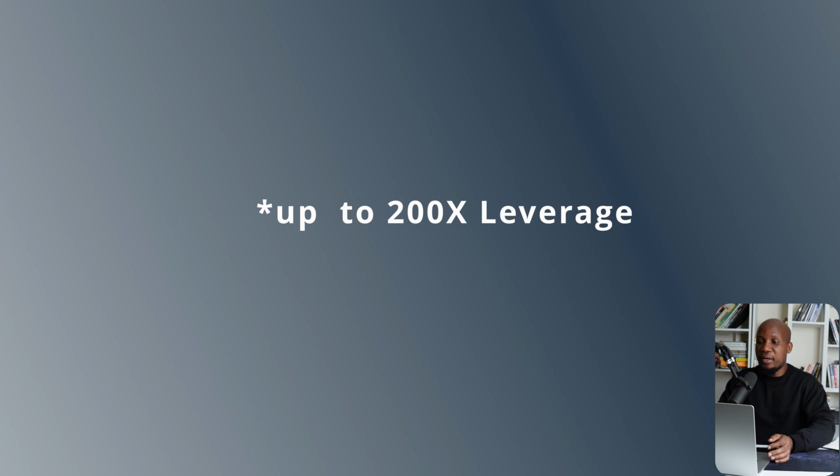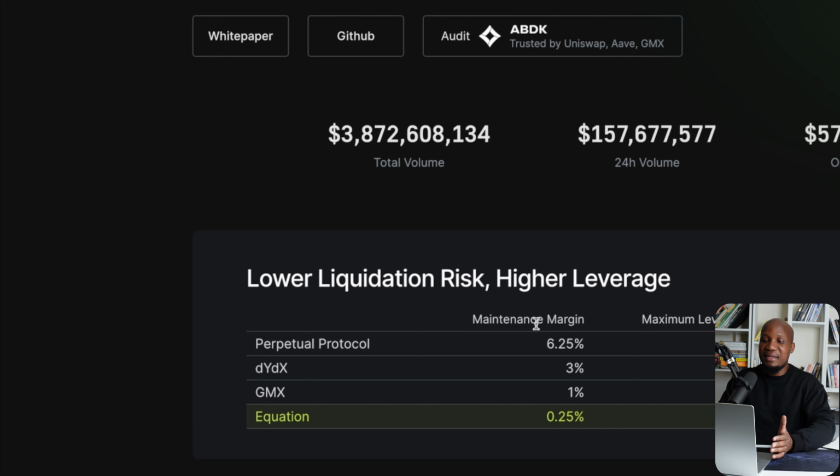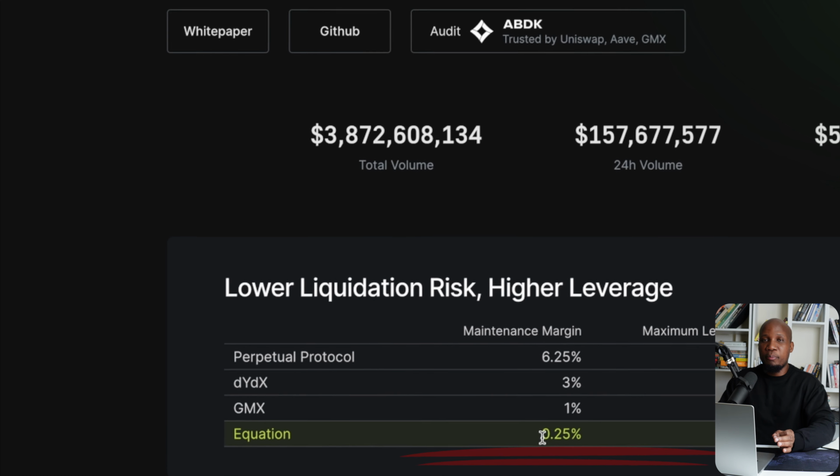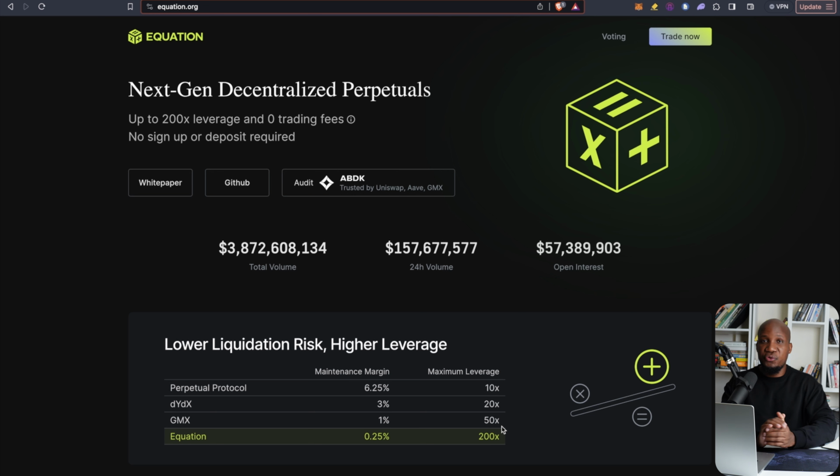Now we can see here when we compare Equation that when it comes to maintenance margin, they outshine everybody here because they are at 0.25%, whereas GMX is 1% and DEX is at 3%, and obviously they offer the most leverage. In this video, I'm going to show you how to trade on Equation.